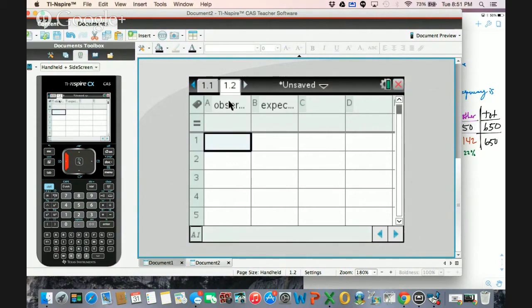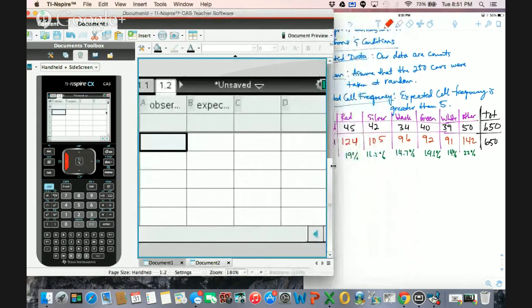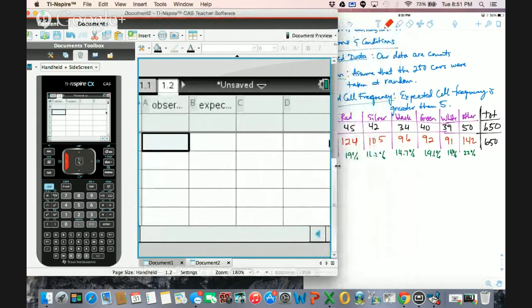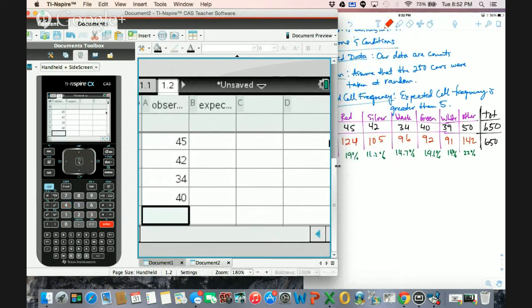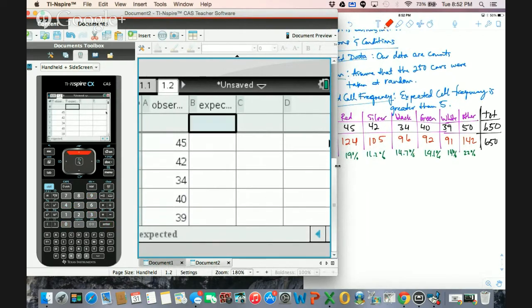All right, so let's go ahead and fill those in. My observed were 45, 42, 34, 40, 39, 50. My expecteds are 124, 105. Guys, these look pretty off to me. I don't know about you, but they look off to me. I don't know if I added this correctly.